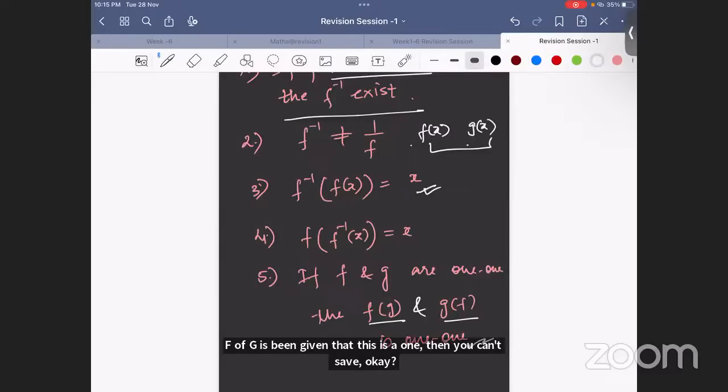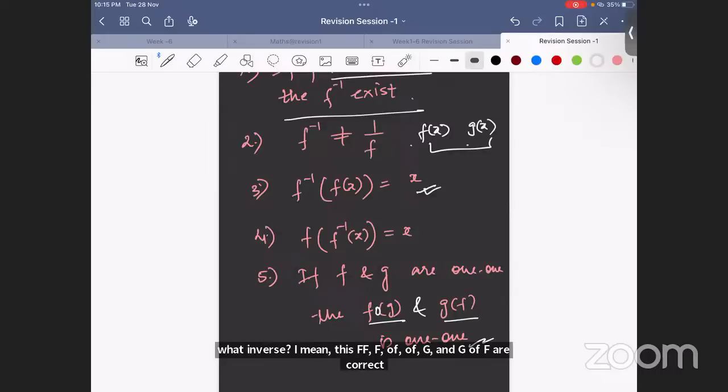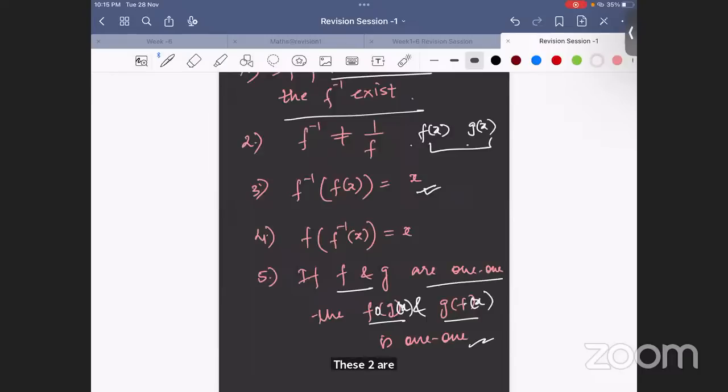So this f of g and g of f are correct, right? Yeah, this is f of g of x and g of f of x is 1-1. If f of g has been given as 1-1, then this will be. Yes, sir. This is what has been written.